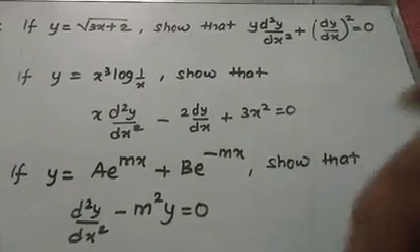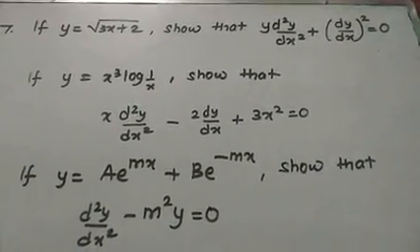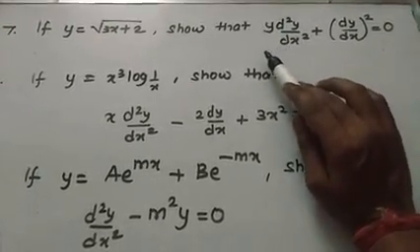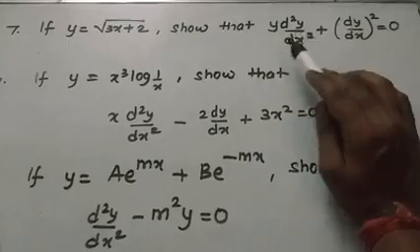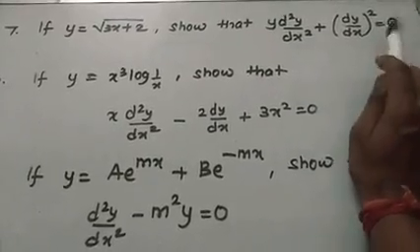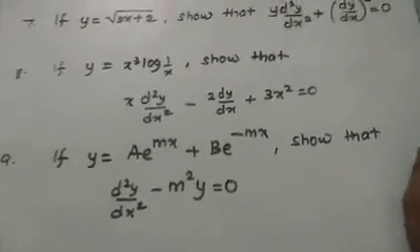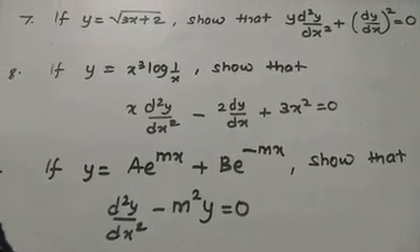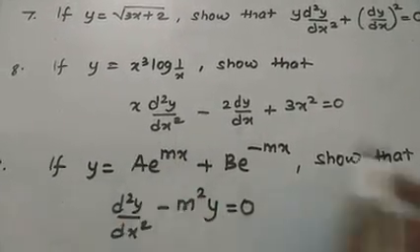Simply again you will find here dy by dx, then d2y by dx2, then we'll put them in the left hand side, adding, subtracting, and you will get your answer 0. Try this one. Question number 8: if y equals x cube into log of 1 by x, then show that this.